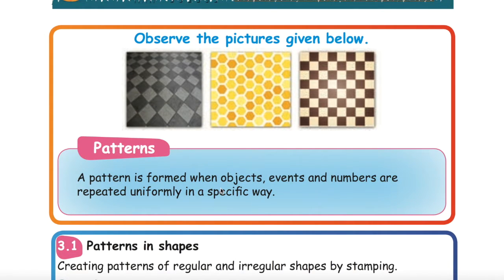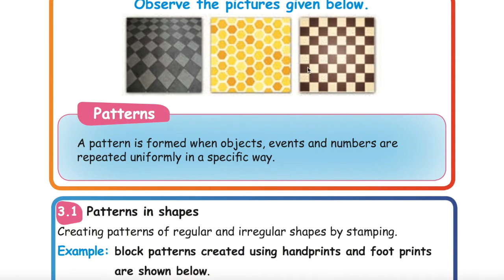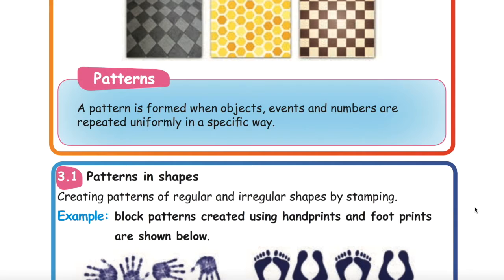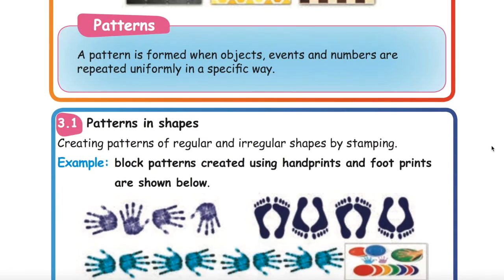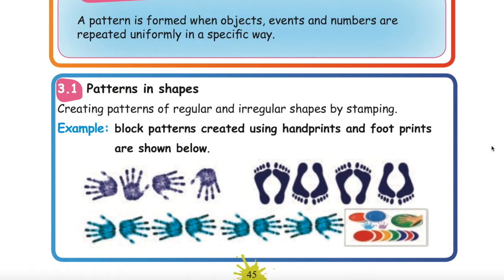A pattern is formed when objects, events and numbers are repeated uniformly in a specific way. Even in the chessboard, you can see one square box is black, then the next square is white, then next black, next white, like this. There is a specific pattern of the things. These are repeated uniformly in a specified way. The objects are repeated uniformly in a specified way. That is called a pattern.